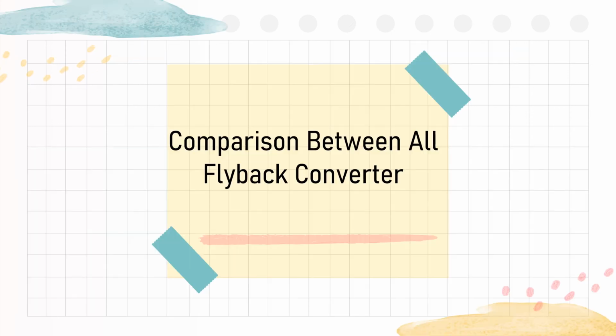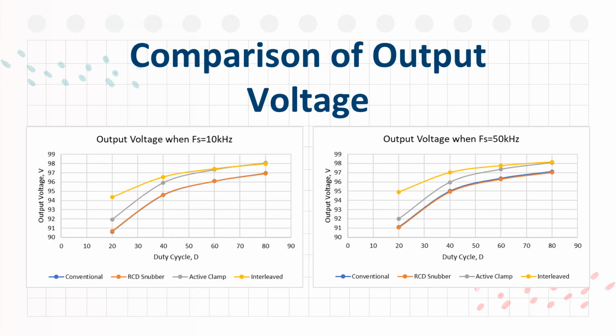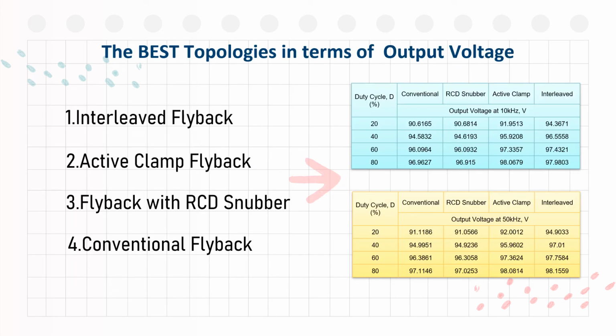Now, comparison between all four types of flyback converter. In terms of output voltage, when the switching frequency is 10 kHz, interleaf flyback produces the highest output voltage, followed by active clamp, RCD snubber, and conventional flyback converter. When the switching frequency is 50 kHz, interleaf produces the highest output voltage, followed by active clamp, conventional flyback, and RCD snubber. The best topology in terms of output voltage is interleaf flyback, as it produces the highest output voltage for both switching frequencies, 50 kHz and 10 kHz.